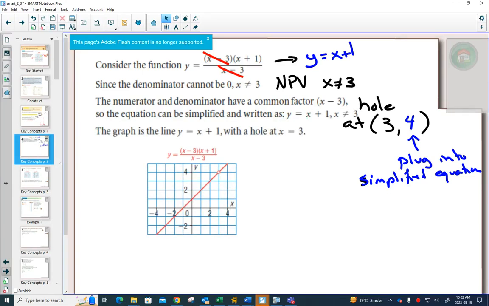So this is a graph, right? Once it's simplified, y equals x plus 1 is y equals mx plus b. You know how to draw y equals mx plus b using the y-intercept and the slope. But in this question, we can label it on here, we have a hole, which we show by an open circle at (3, 4).